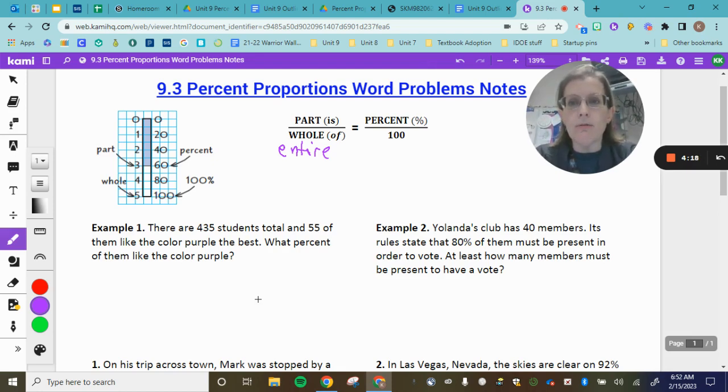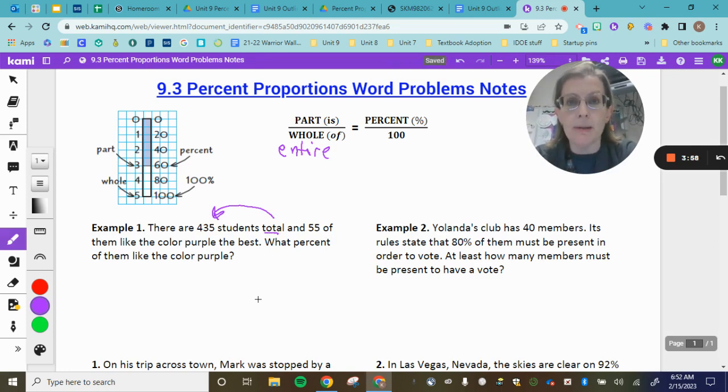Example 1, there are 435 students total and 55 of them like the color purple the best. What percent of them like the color purple? So I go back and I look at some key information here. The word total I know means whole, so the total is 435. 55 of them like purple.